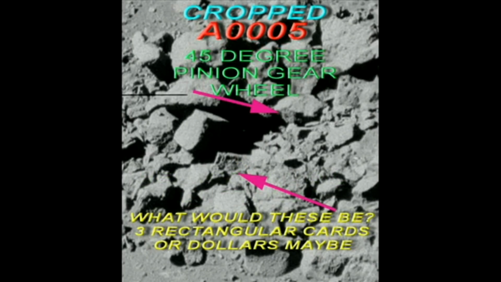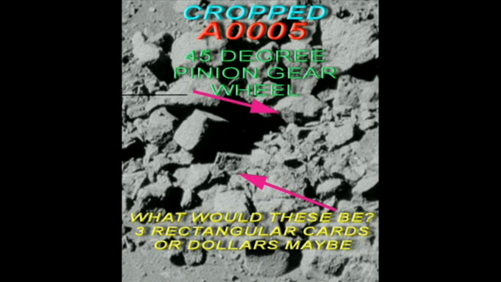Okay folks, here's the next photo. This is a cropped version of another one of those NASA photos they claim was taken on the moon. A cropped photo I have titled A0005. Now what you can see for the top arrow is an object that seems to have teeth around it, at an angle, maybe 45 degrees. What this looks like is a 45-degree gear pinion wheel.